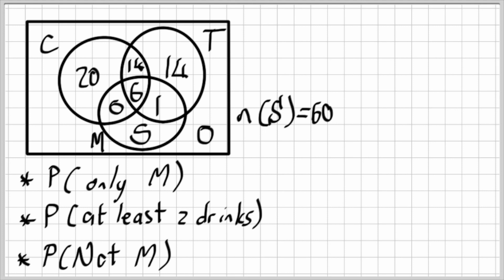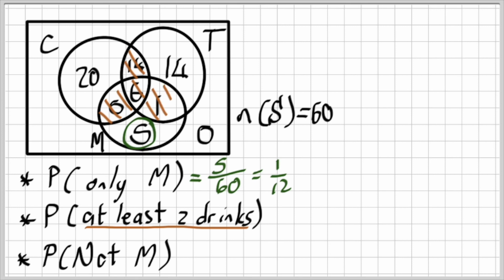If I look at this first question, what is the probability of only M? So in other words, not coffee, not tea, then that is that circled 5. Probability, so it's 5 out of 60 because there are 60 people in total, which gives me 1 over 12 as being my probability. Now, what about the probability of at least 2 drinks?